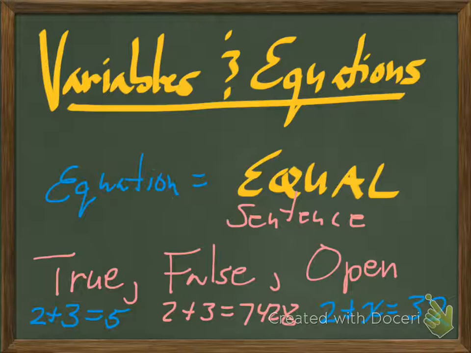So all equations or mathematical sentences are going to be able to be evaluated. Now, if they only have numbers in them, we can figure out from looking at the left side and the right side whether they're true or false. But if there's a variable in it, it's open, and it's up to us to find the right value to put in for that variable. And that is where pre-algebra comes in.